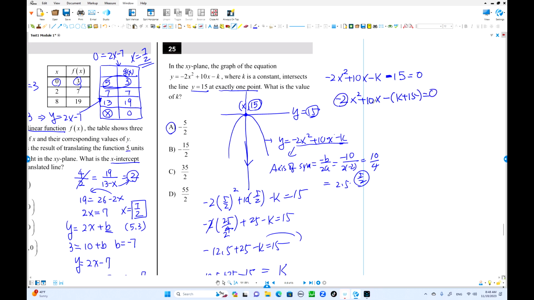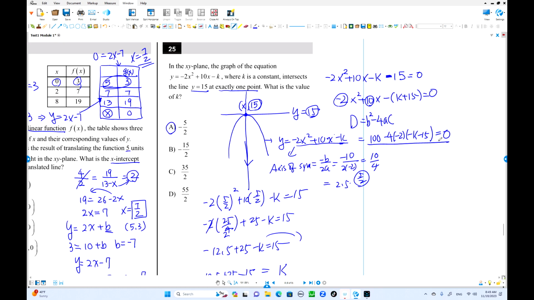This is A, this is B, this is C, right? What is the discriminant? B squared minus 4 times AC, isn't it? B squared is 100. 4 times A is negative 2. C is still negative. Okay? And what is negative k, negative 50, same as this one. Must be equal to 0, right? Discriminant D equals 0, right? Not positive. Exactly 1 point.